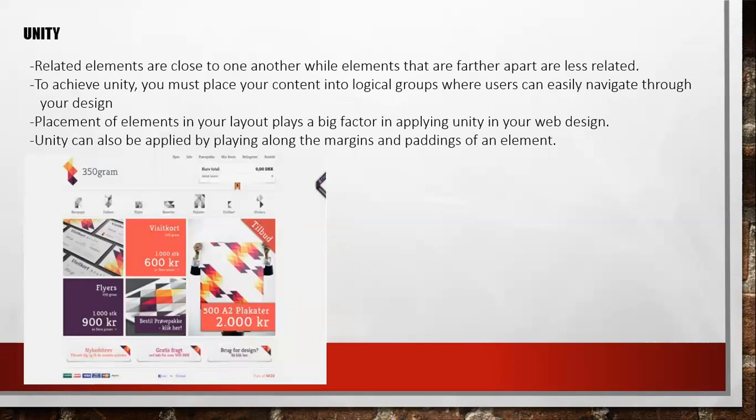Unity means related elements should be placed together, and the other elements, which are less related, should be put farther away. So unity means that we are putting all important details in one place. Placement of elements in your layout plays a big factor in applying unity in your web design. Unity can also be applied by playing along with margins and paddings of an element.